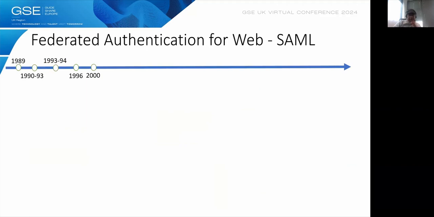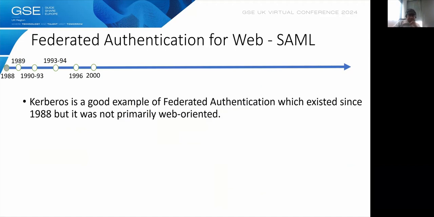Okay, now let's track back the timeline, in our timeline, to where we stand right now. You may ask, when was federated authentication created, or when did it come into the picture? The simplest example would be that Kerberos is a very sound example of federated authentication, which existed since 1988. I believe it was developed by MIT.